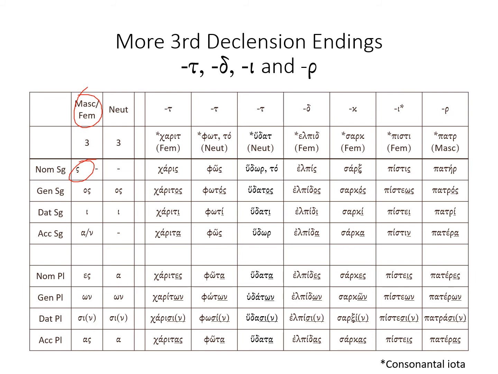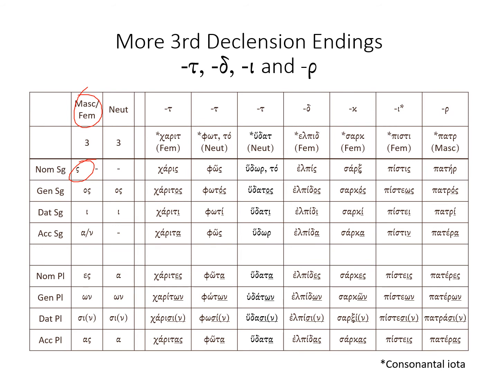If that sigma bumps up against a dental like tau, that tau is gone, and we have charis. But we know the stem is charit because of the genitive singular, charitos. Take off the os, and the tau is represented right there. Same pattern with phōs and hudōr, with these tau endings.